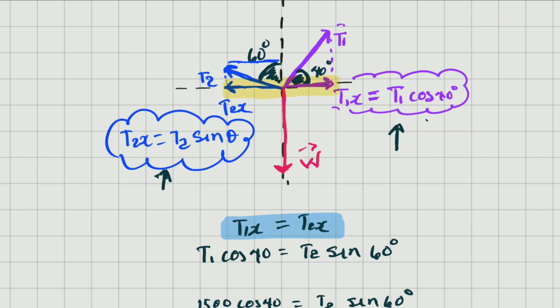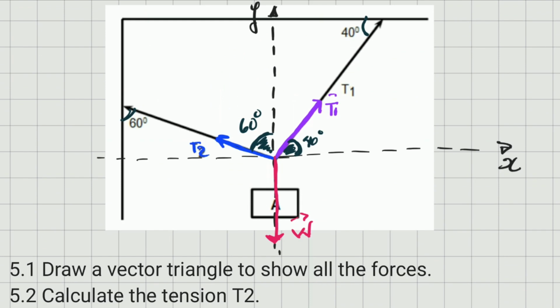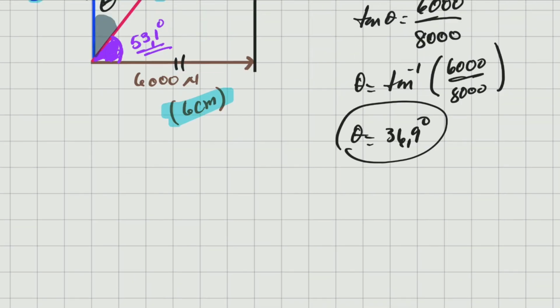This one here, because they are at equilibrium. And guys, with this we are done with this question.